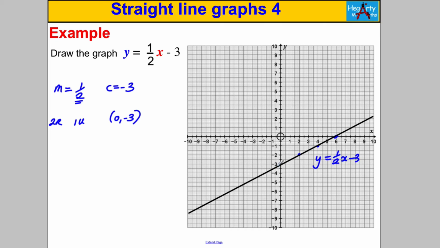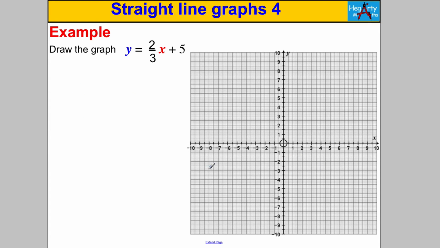And again, what does that mean? Well, it means it had the y-intercept 0, negative 3, and it's got a gradient of a half. As you go to the right 2, you go up 1, and we're done. Right, next one. Pause and have a go if you can. It's in the form y equals mx plus c, where m is 2/3 and c is equal to positive 5.